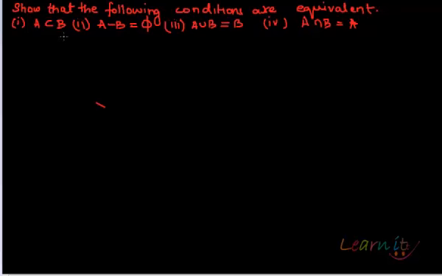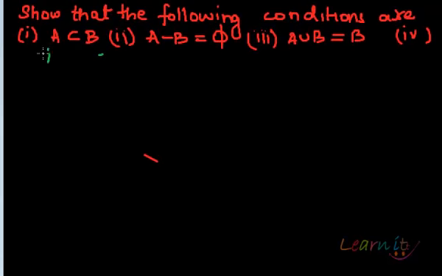So what do we need to prove? That 1 if and only if 2, that is, they are equivalent. Let's try to do this first of all. So what do we need to prove? That A is a subset of B. Okay, we know this. Now we have to come down to the point that A minus B equals phi.